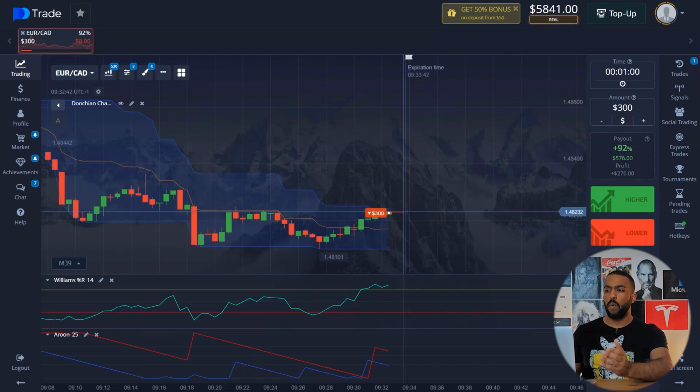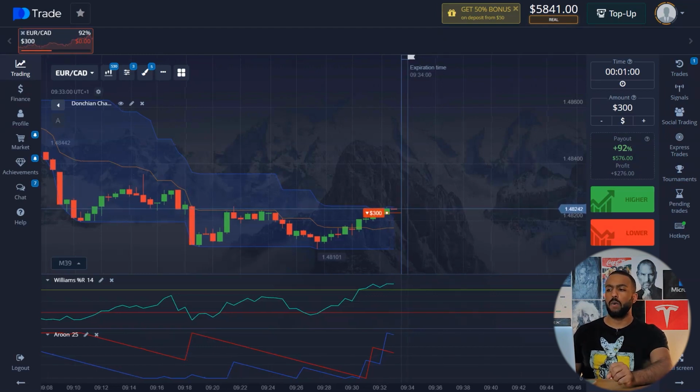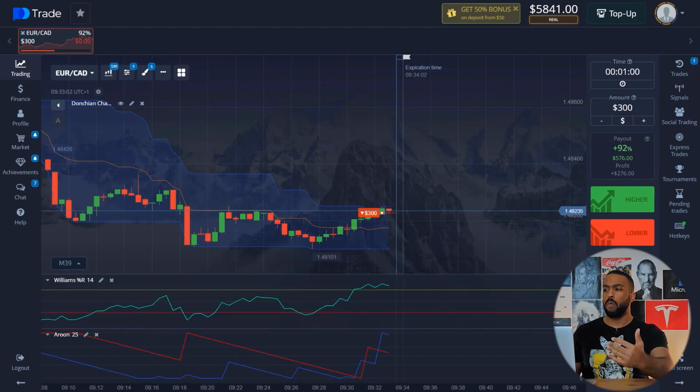First, the price, when moving up, could not break through the upper limit of the Donchian indicator. This already indicates a possible reversal of the price. Further, the Williams line, being in the area from 0 to 20, the so-called overbought zone, sought to move out of it, which is also a signal of a possible decline in price. That's why I made a down trade.